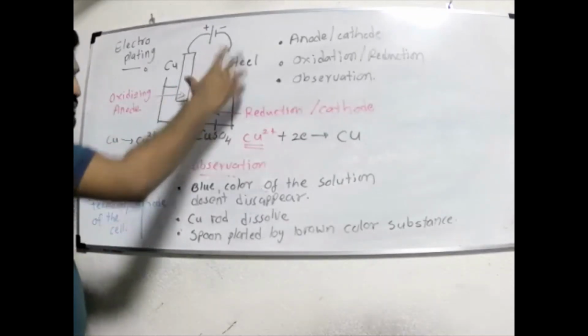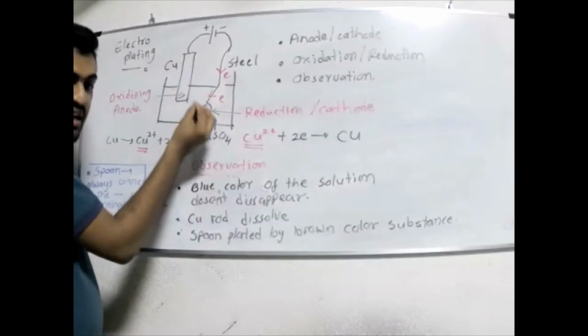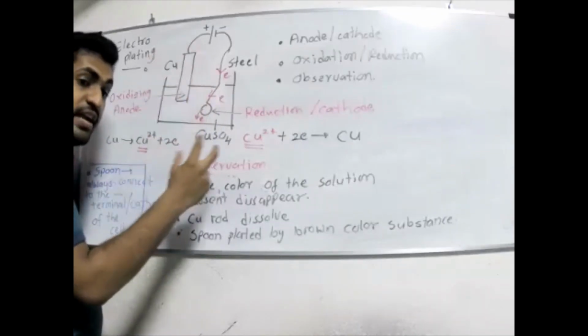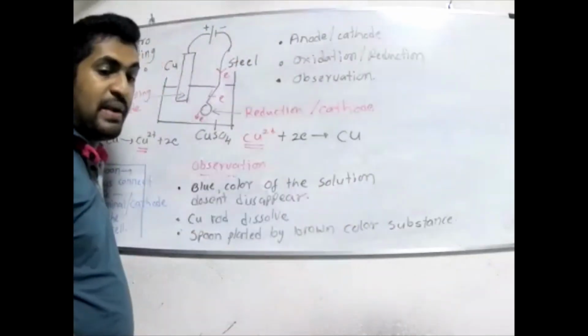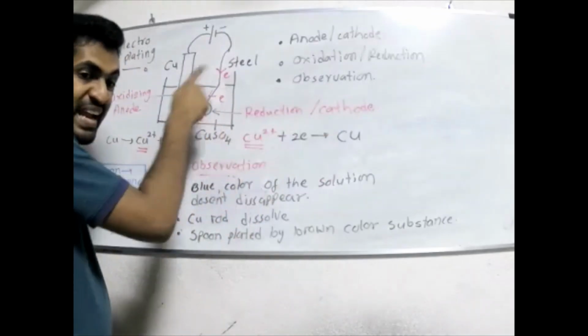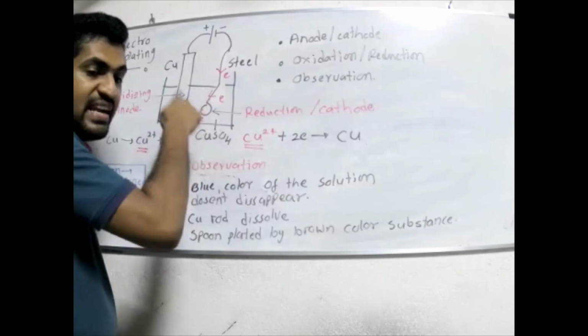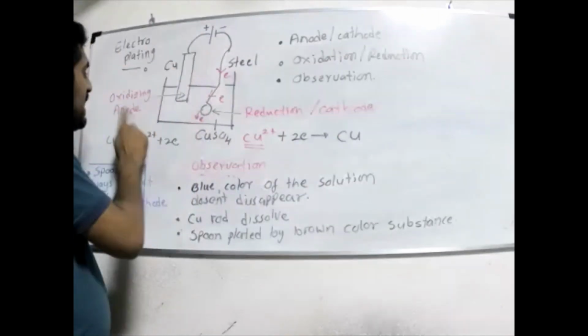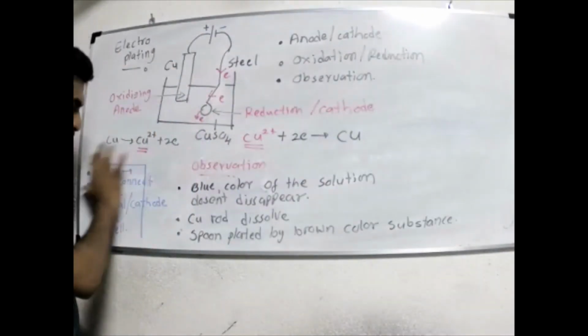Then if you are connecting the spoon as a cathode, the metal which you need to plate with, you need to connect as the anode. So you have to remember only one.